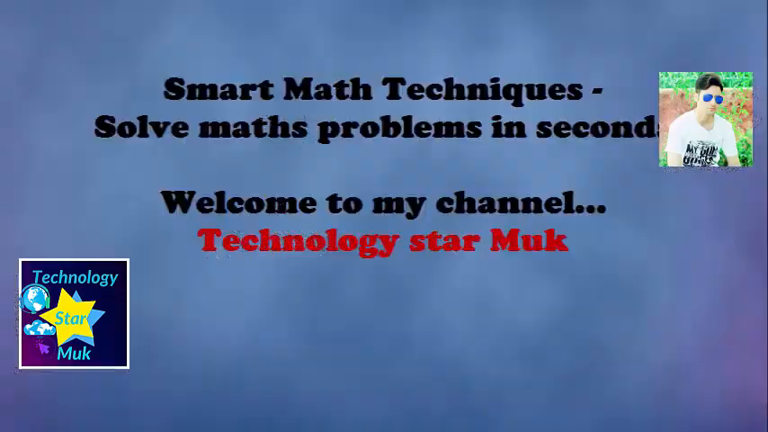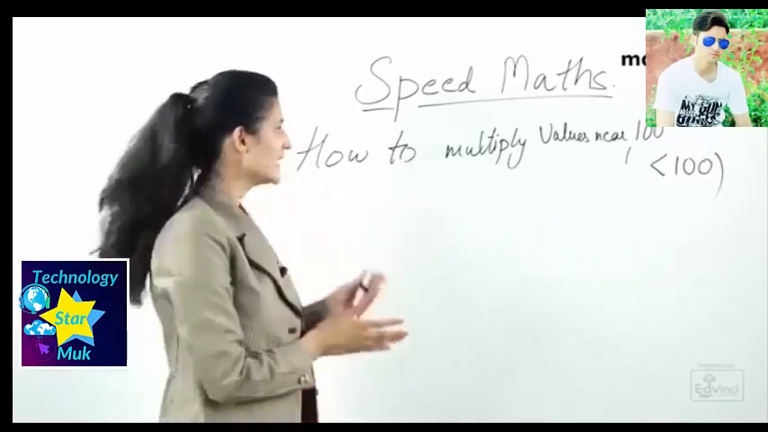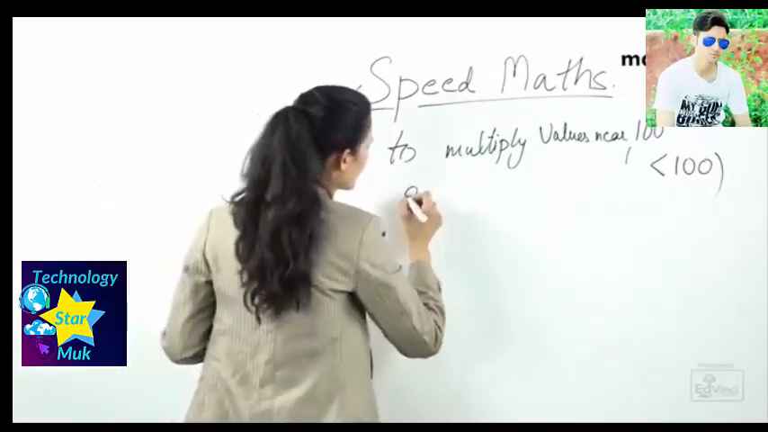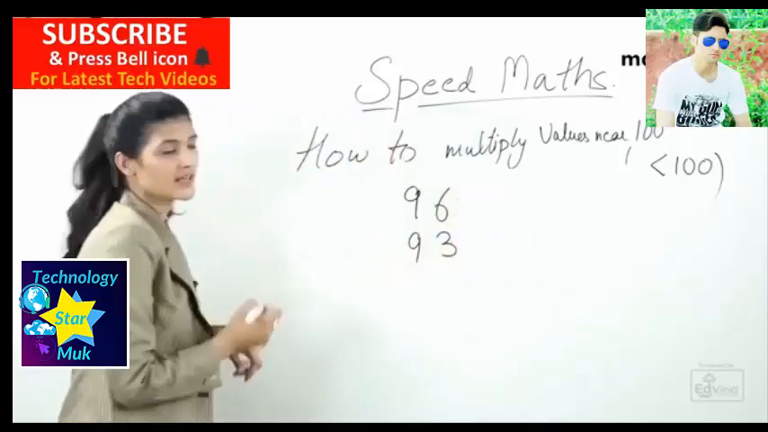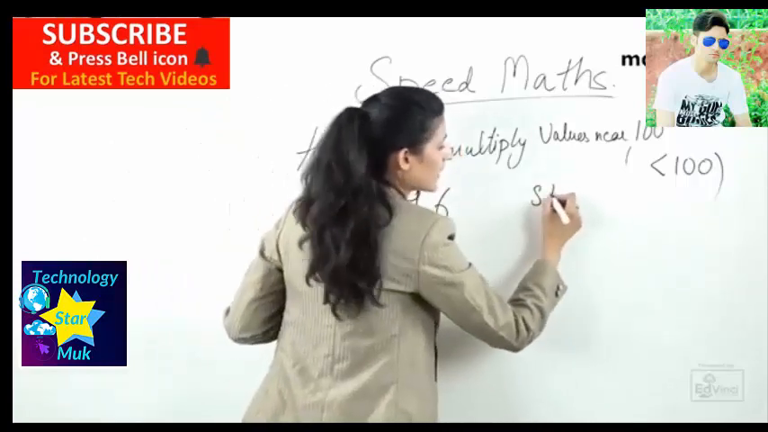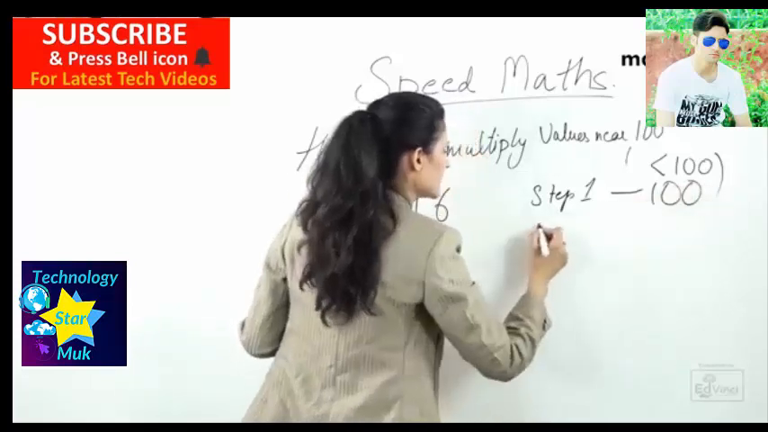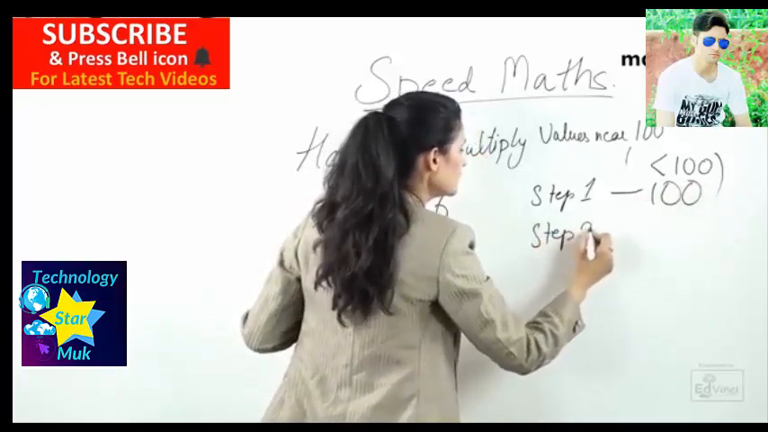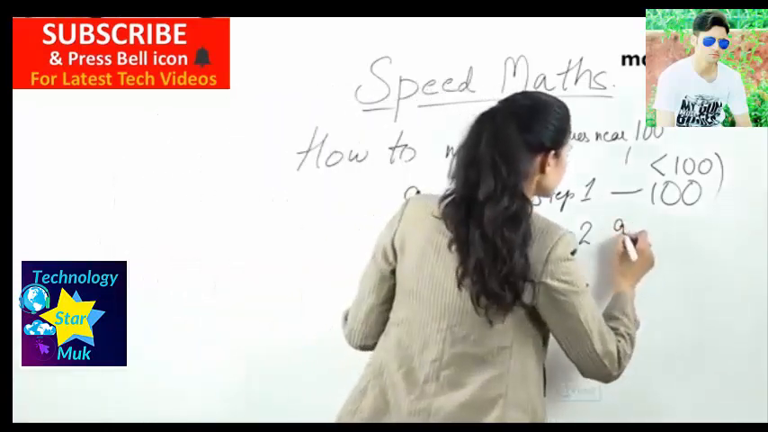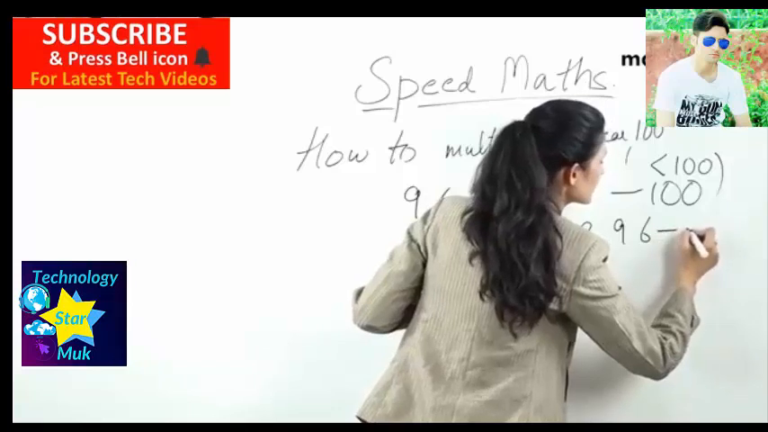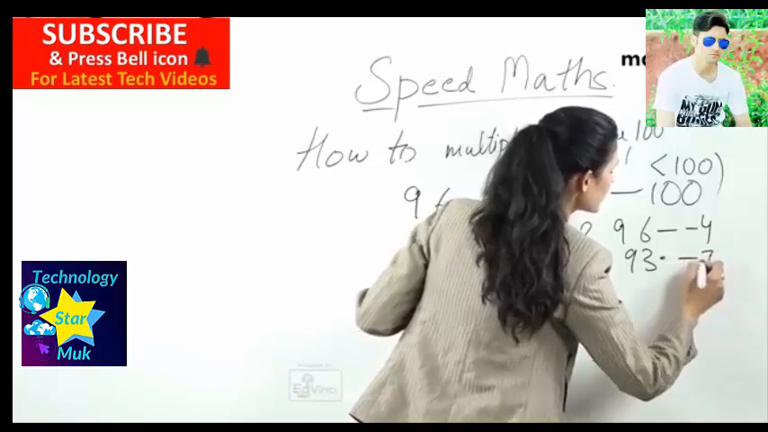How to multiply values near 100 and numbers which are less than 100. So let's take an example: 96 into 93. Step number 1: our base is 100. Step number 2: we'll take the difference from 100. The difference of 96 is minus 4 and the difference of 93 is minus 7.